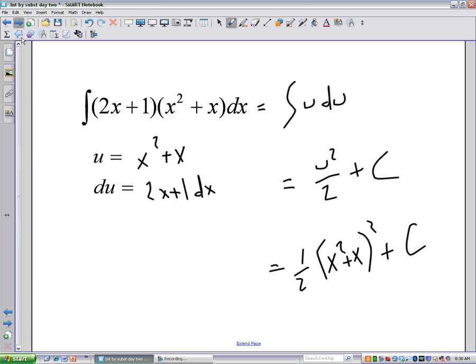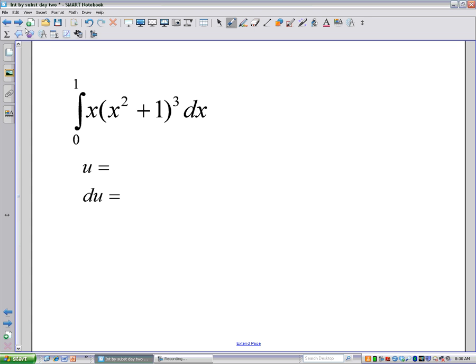Oh, I lied. Sorry. I misspoke. I did not lie. I forgot. There's one more to do. So there is somewhat of an advantage when we're doing a definite integral to doing the substitution method. I'll show you why.